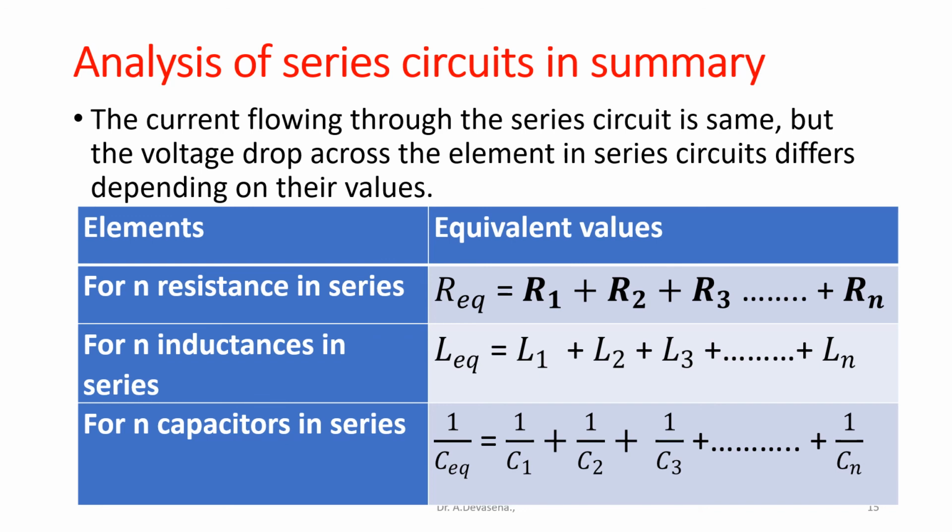For n inductances in series, L equivalent is equal to L1 plus L2 plus L3 plus it goes on up to Ln. For n capacitances in series, 1 by C equivalent is equal to 1 by C1 plus 1 by C2 plus 1 by C3 plus it goes on up to 1 by Cn.